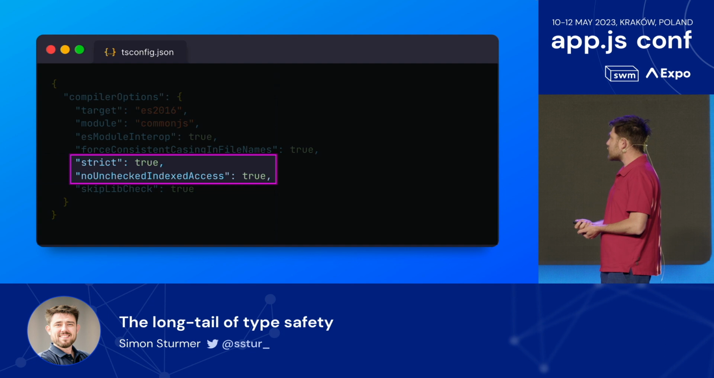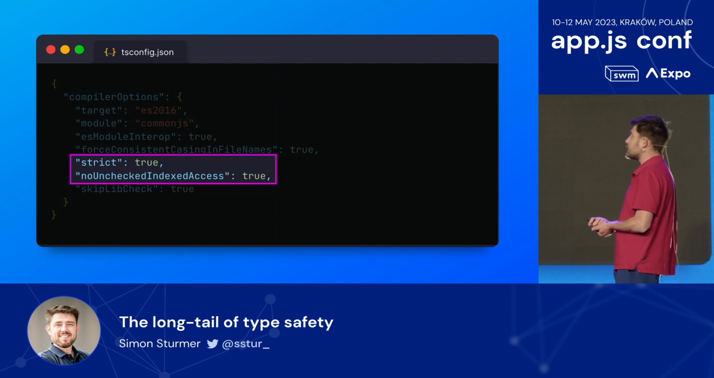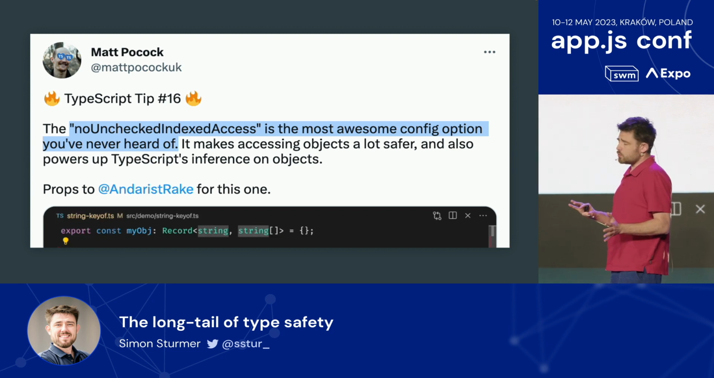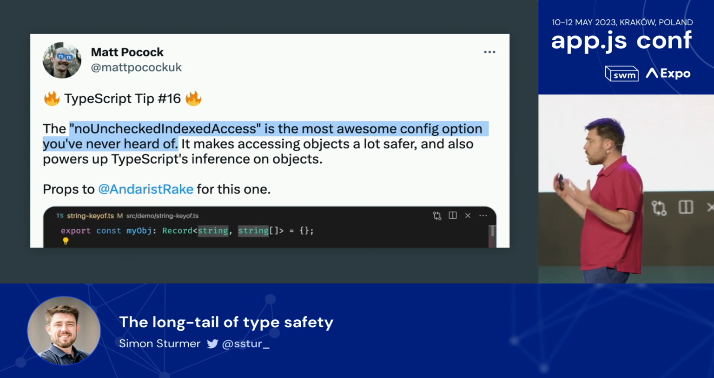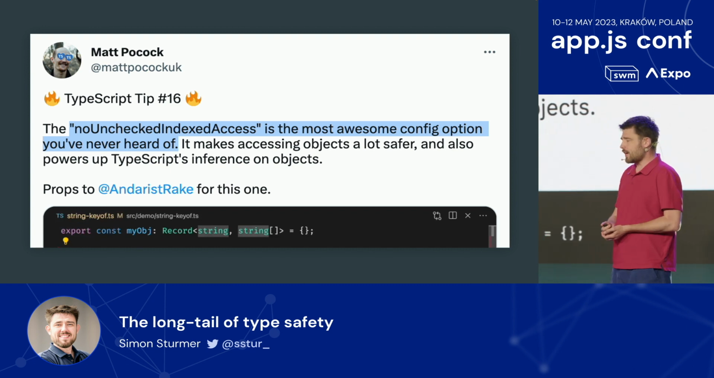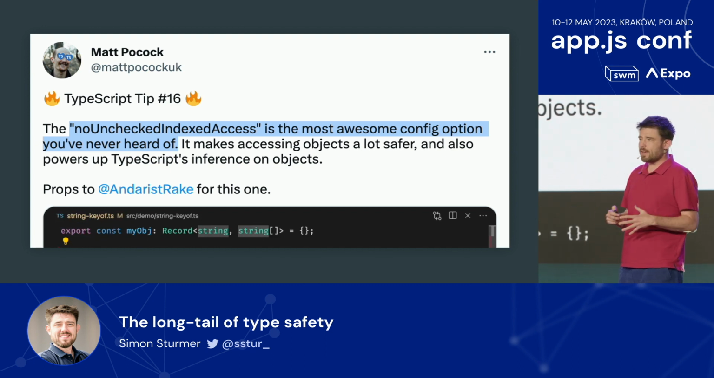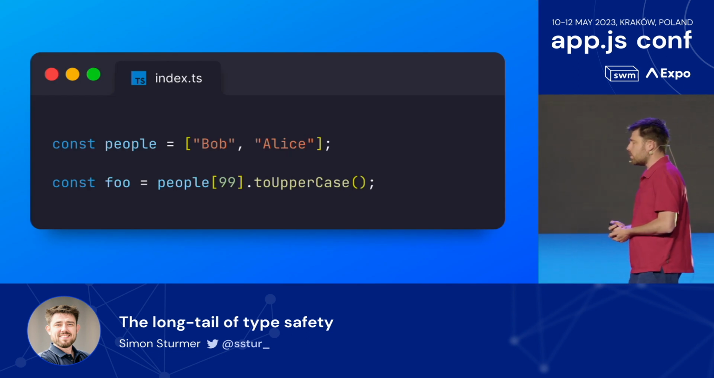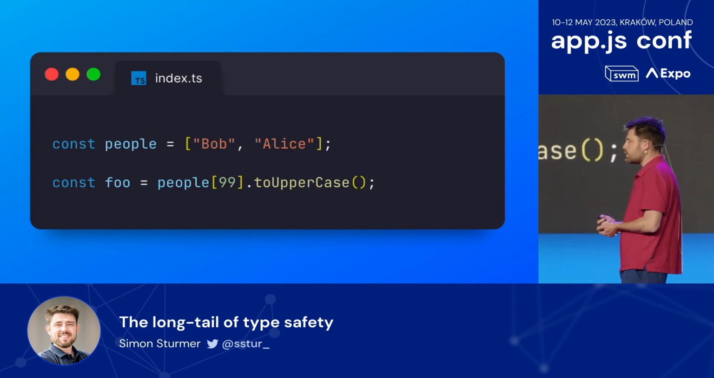But the second one on this list here, noUncheckedIndexedAccess, I think is really important. To put it in someone else's words, noUncheckedIndexedAccess is the most awesome config option that you've never heard of, right? And it's a little unfortunate that it is very rarely used. It's been around for a few years, but I'll show you an example of what this strictness rule is and maybe why you should turn it on.